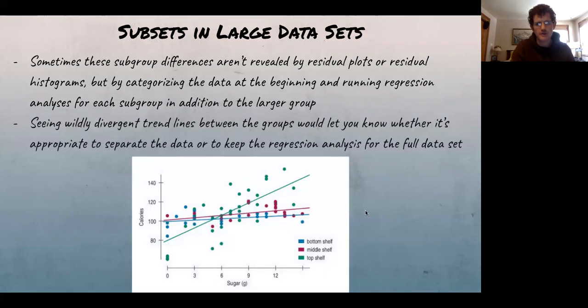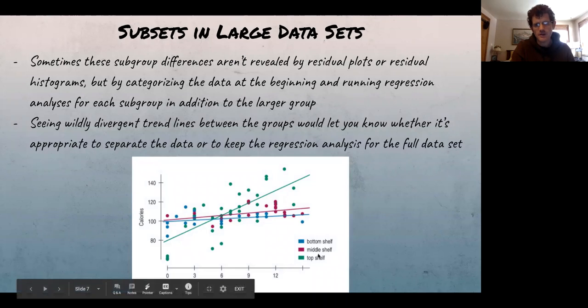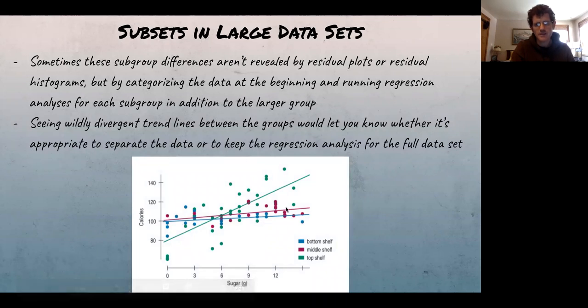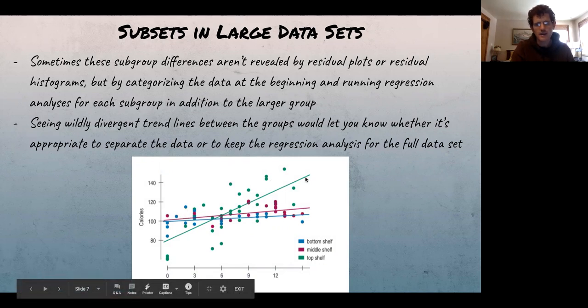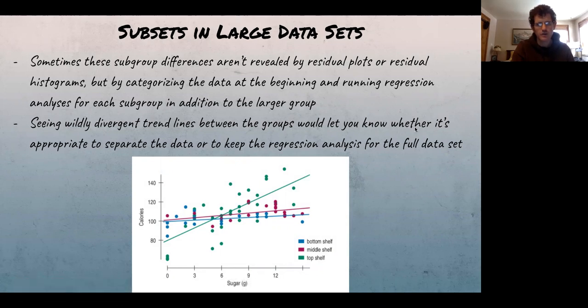Here's the example from the book where they talk about different breakfast cereals. And some of them, you can see the bottom and middle shelf basically could be grouped together. There's not much difference between those 2, but the top shelf actually has a lot more calories per gram of sugar. Okay, so if you read the chapter, you can kind of get some more digging into that. But notice if you didn't have these data points separated into those 3 different top, middle, and bottom shelf, then it would just look like one cluster of data, and you wouldn't see any of those distinctions between them. Okay.